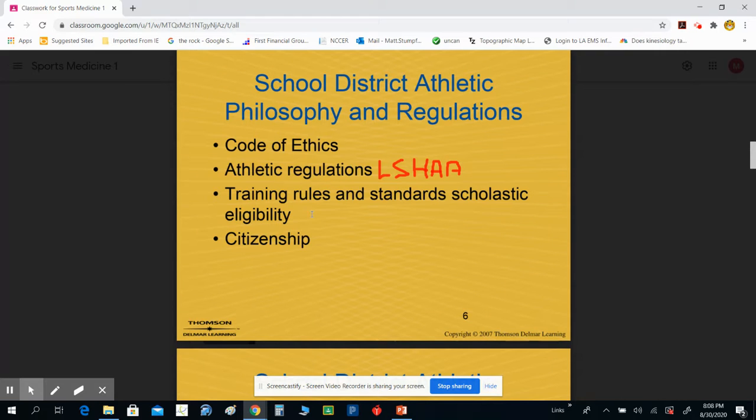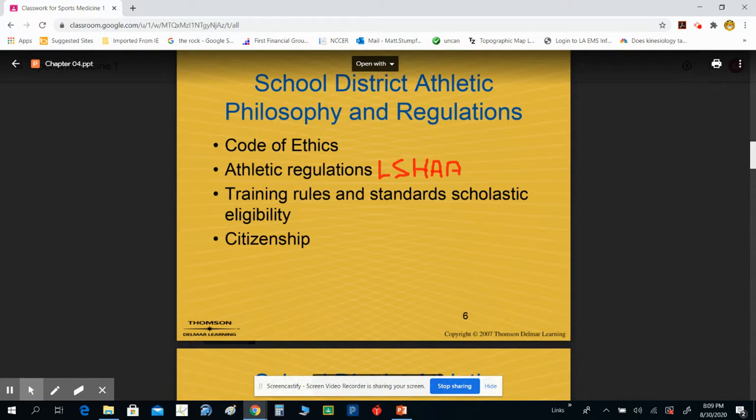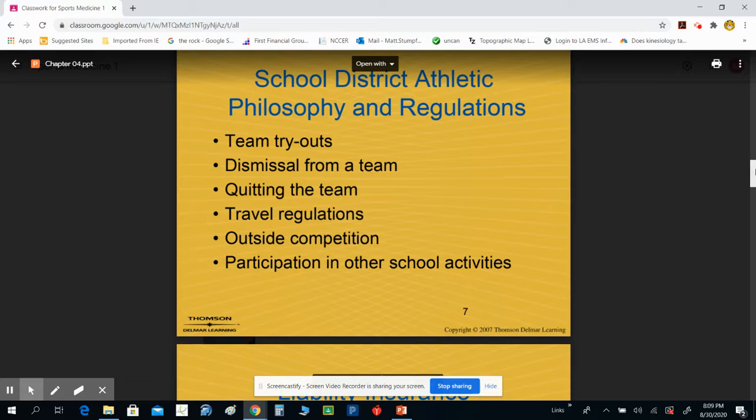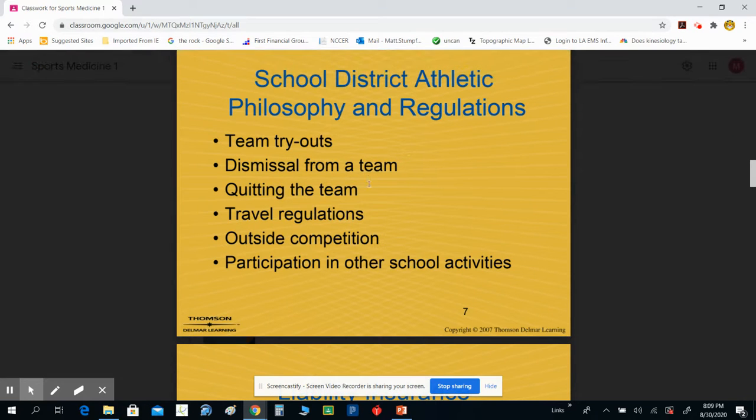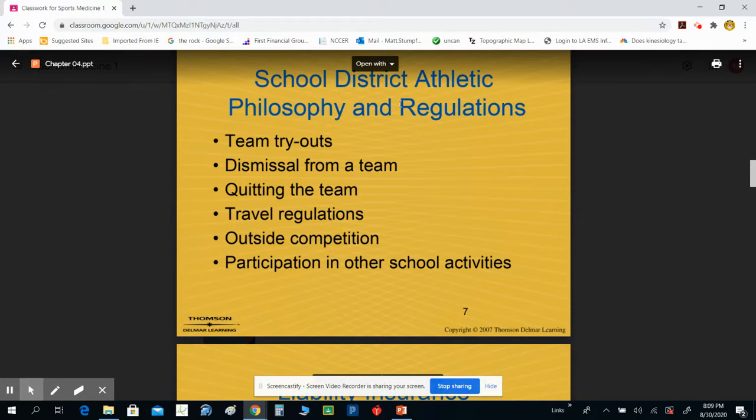All right. So the LHSAA sets up rules for training and standards and scholastic eligibility. They set up all those rules. They're the ones that say that you can't start practice till a certain date. They're the ones that say that you can't have more than 2 Fs on your report card and be academically eligible. That is all the LHSAA. Citizenship is important as far as participating in some states. Other states, it's not that big a deal. You don't have to be a citizen to participate in sports in some states. Louisiana is one of those states. Policies on tryouts, dismissal from a team, quitting the team, travel regulations, outside competition, participation in the school district. These might be regulated by your school district. They might be regulated by your school.